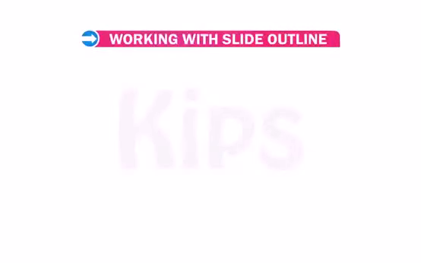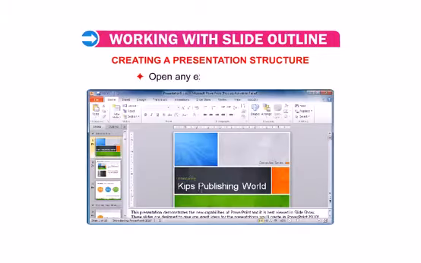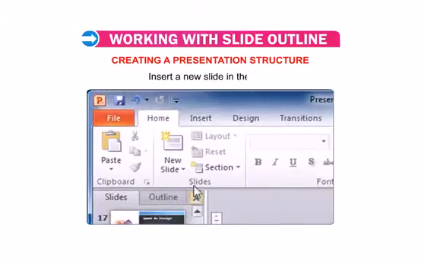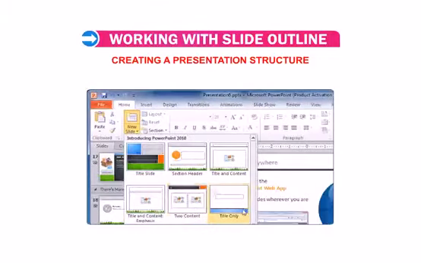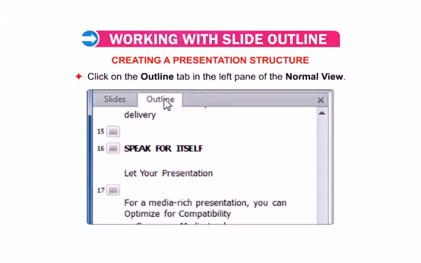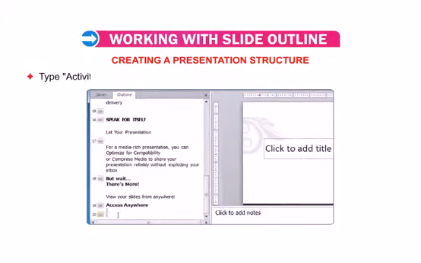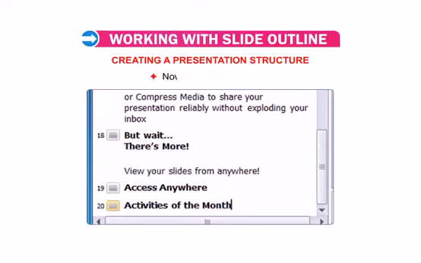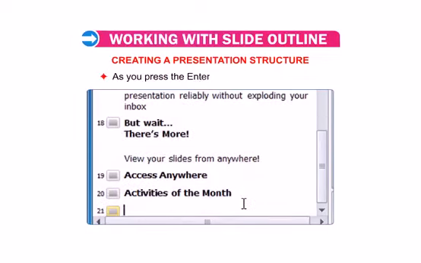Let's now learn how to create a presentation structure. Open any existing presentation. Insert a new slide in the end. Click on the Outline tab in the left pane on the normal view. Type Activities of the month on the new slide, that is the last slide in the Outline tab. Now press the Enter key. As you press the Enter key, a new slide appears.